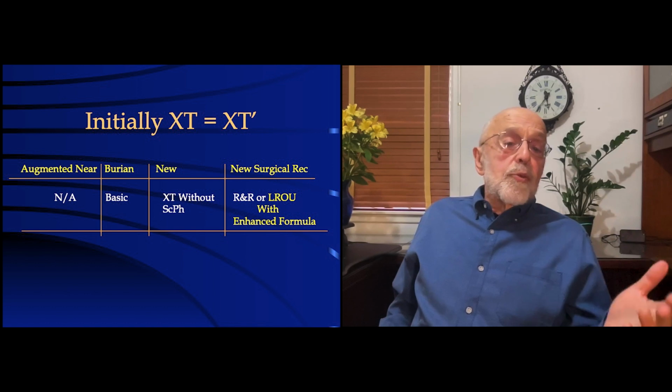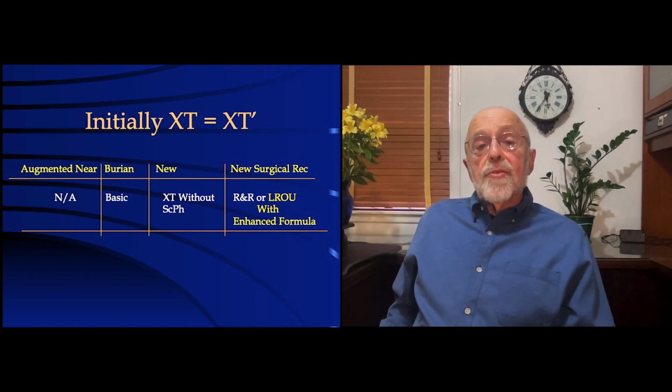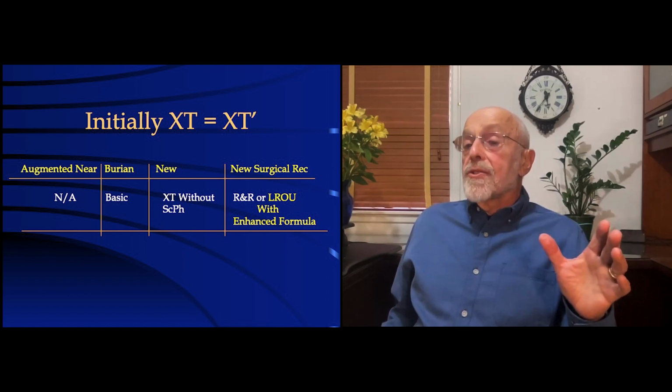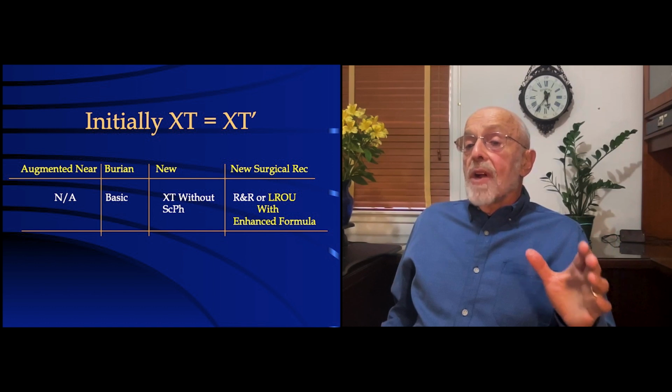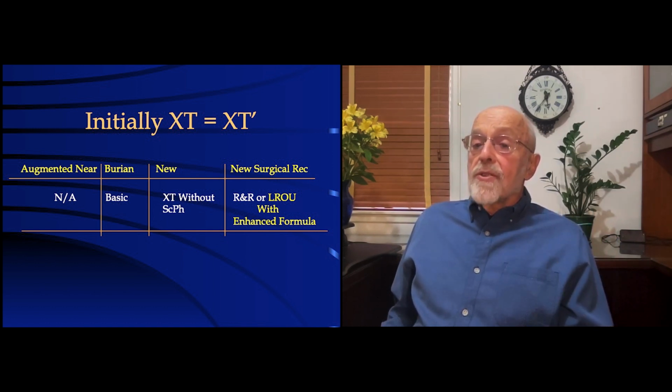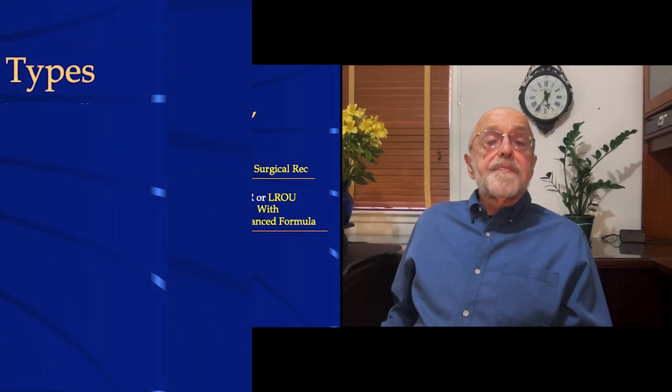What about the patient that comes in with the so-called basic, the distance equals the near? Well, typically we don't do an augmented near measurement on those patients, so the first column is not applicable. Burian calls it basic. New classification calls it an exotropia without the Scobee phenomenon. So it doesn't have that helpful mechanism. New recommendations are you can do a recess resect, or if your bias is for lateral rectus recessions, that works as well, but you have to enhance your formula, adding about 1.5 millimeters or 2 per muscle to get the same effect as with an R&R.